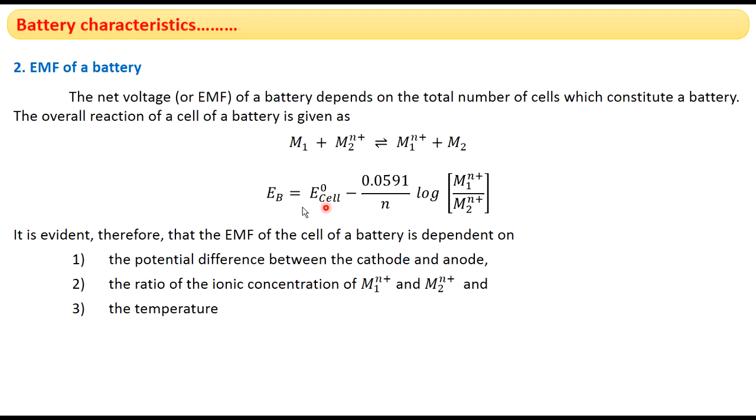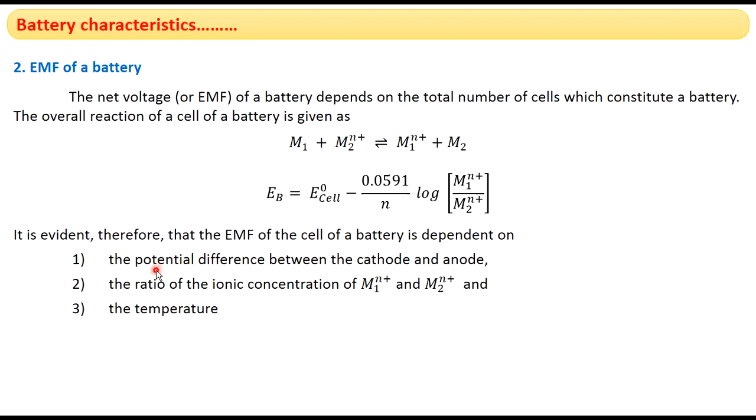Here EB stands for EMF of the battery, E° cell stands for the standard EMF of the cell, and n is the number of moles of electrons, and M1n+ and M2n+ are the concentrations of the products and reactants involved in the overall reaction. And EMF of a cell or EMF of a battery depends mainly on three factors.